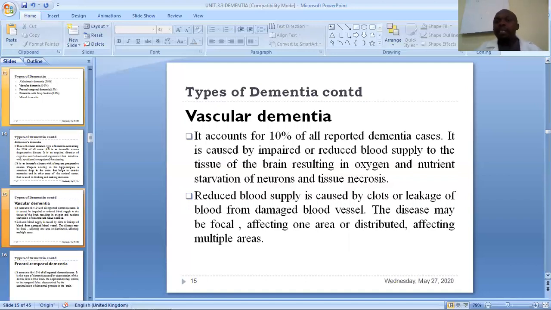So reduced blood supply is caused by clots. If the clot blocks the blood flow in the blood vessels of the circle of Willis or in the brain tissue, or there's any leakage of blood from a damaged blood vessel in the brain, the disease may be focal, affecting one area, or distributed, affecting multiple areas. So it's very important that the brain tissue receives enough blood supply containing all the required nutrients and the oxygen at all times to avoid one developing vascular dementia.